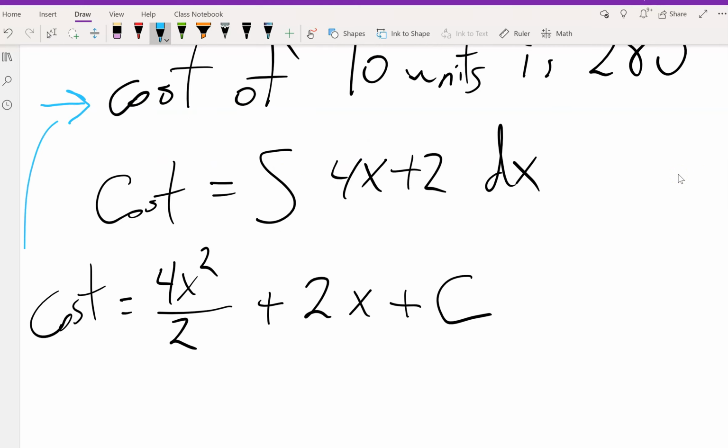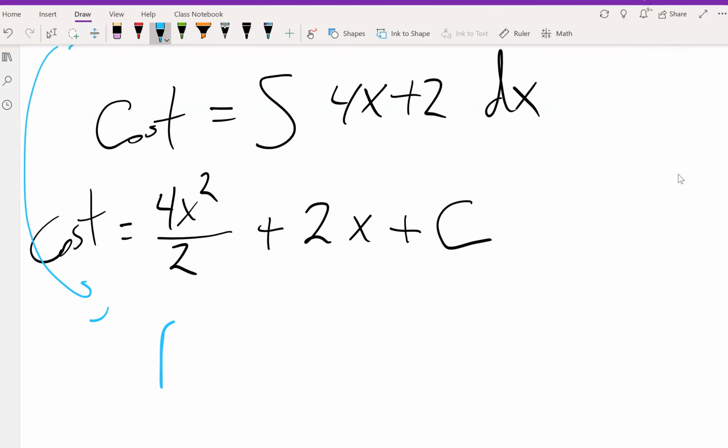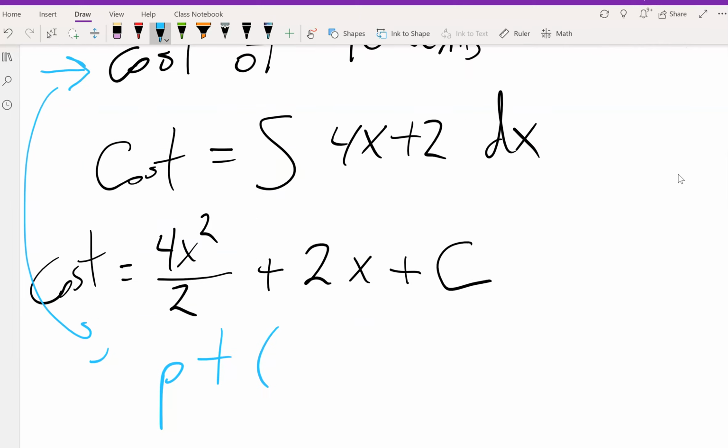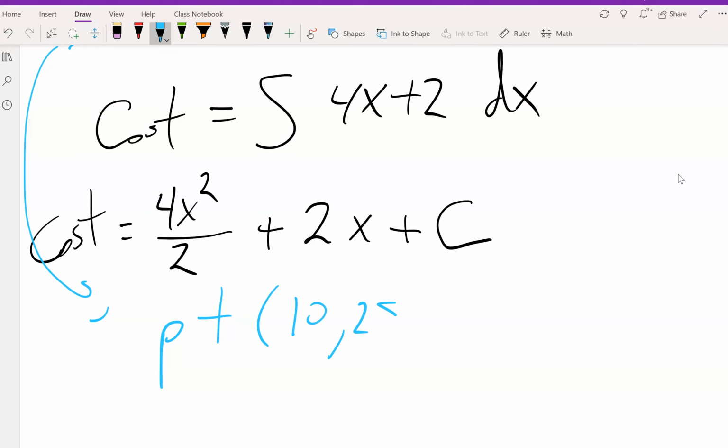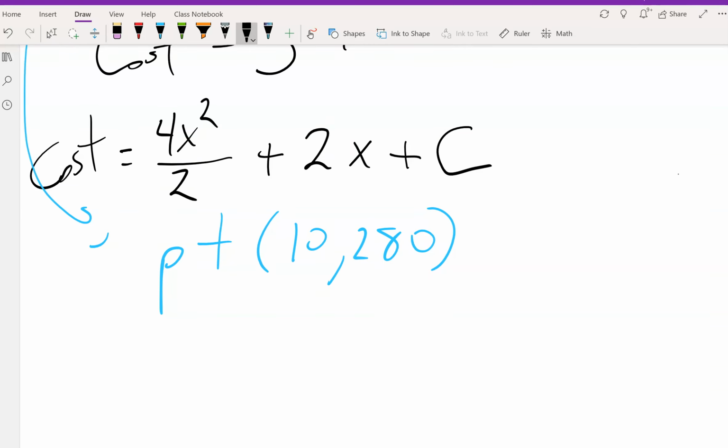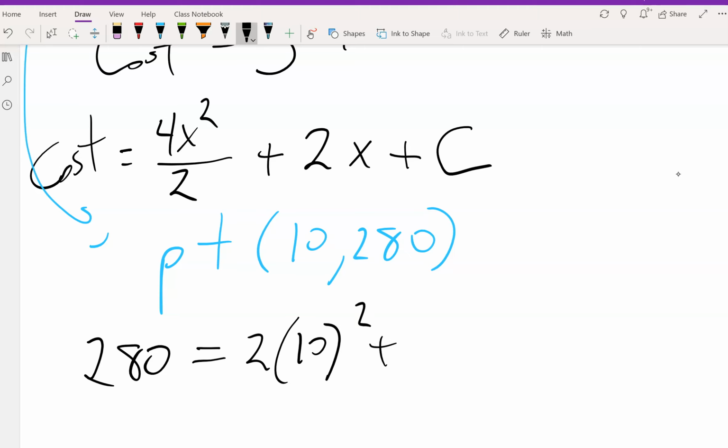That, though, my friends, is a point in time. For 10 units, it's 280. That is a beautiful point in time for me to plug in. I know that 280 is the cost. I plug in 10. Allow me to take 4 over 2 and make that 2, by the way. 10 squared plus 2 times 10 plus C.